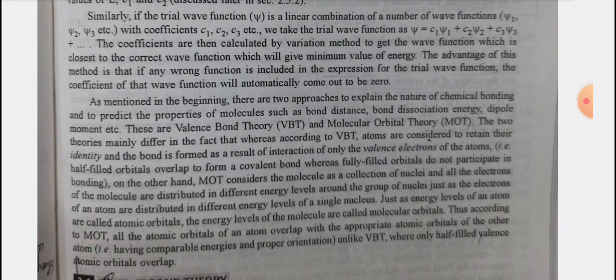On the other hand, MOT considers the molecule as a collection of nuclei, and the electrons of the molecule are distributed in different energy levels around the group of nuclei, just as electrons of an atom are distributed in different energy levels of a single nucleus. Just as energy levels of an atom are called atomic orbitals, the energy levels of the molecule are called molecular orbitals. Thus, according to MOT, all the atomic orbitals of an atom overlap with the appropriate atomic orbitals of the other atom, that is, having comparable energies and proper orientation, unlike VBT, where only half filled valence atomic orbitals take part.